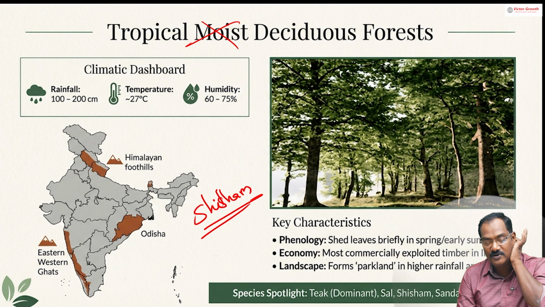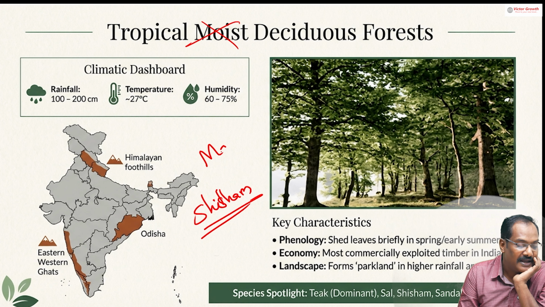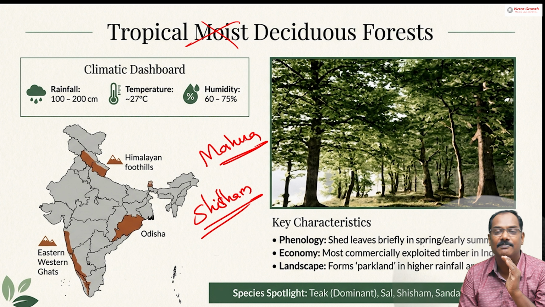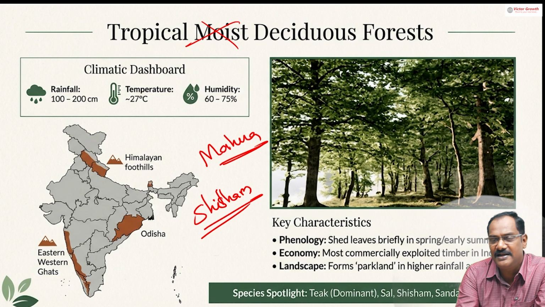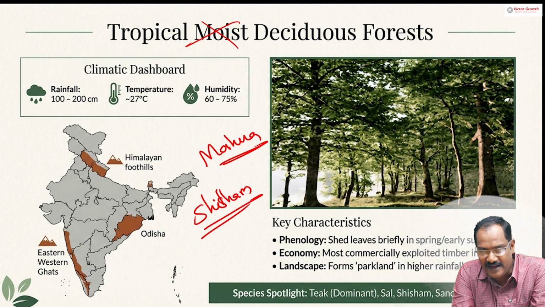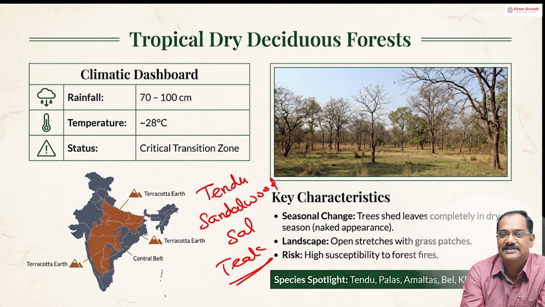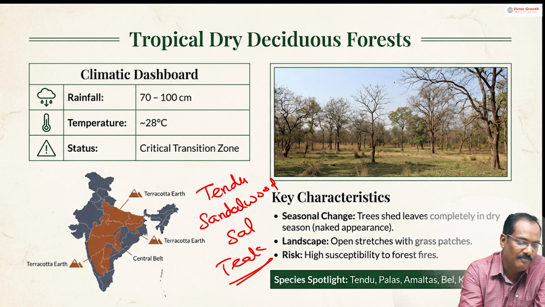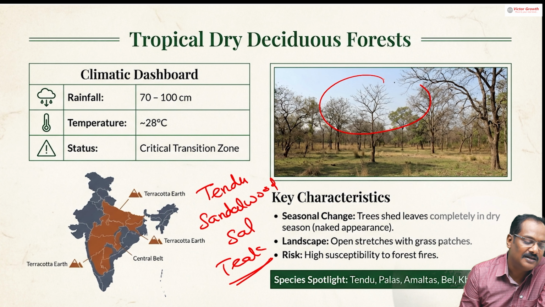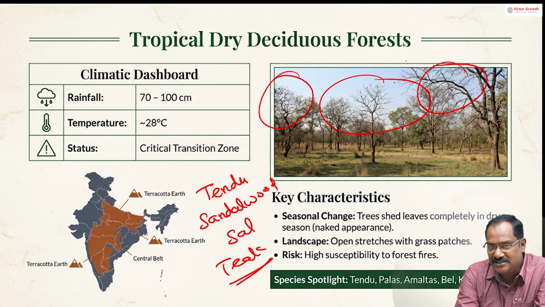Shisham is given, sandalwood is one, mahua is given, M-A-H-U-A, mahua. These are some of the tree species found in the deciduous forest. This is the most dominant, largest type of forest found in India. It is also known by the name monsoon forest. They will shed the leaves, and then again when the rainy season comes, they will get the leaves back. It will look naked. You can see this is the condition of deciduous forest.